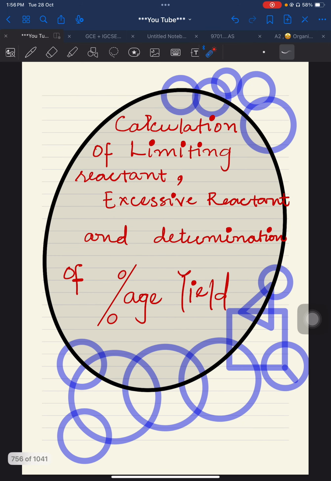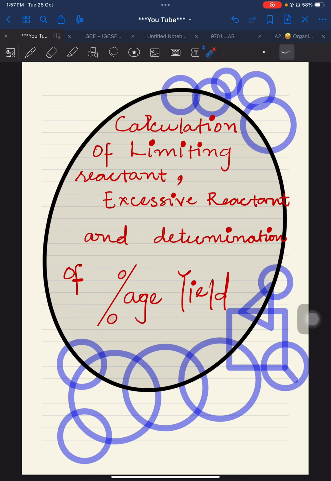Right now, I am going to solve calculations related to limiting reactants, excess reactants, and determination of percentage yield. In that type of question, guys, before moving towards the question, I would like to explain one thing. Just consider an example of a reaction. If two reactants, A and B, are reacting, and both of them are demanding a 1:1 ratio.